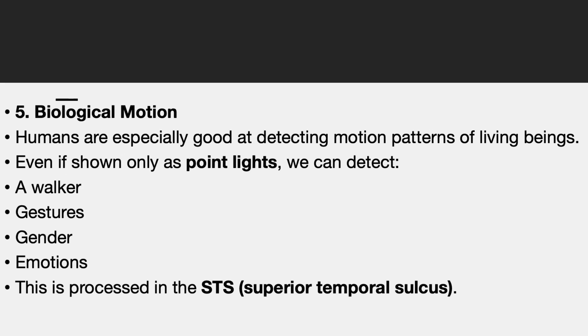Number 5, biological motion. Humans are especially good at detecting motion patterns of living beings. Even if shown only as point lights, we can detect a walker, gestures, gender, motions. This is processed in the superior temporal sulcus.